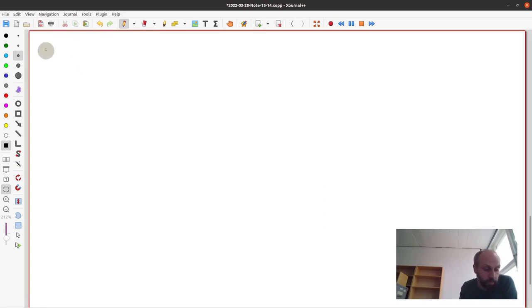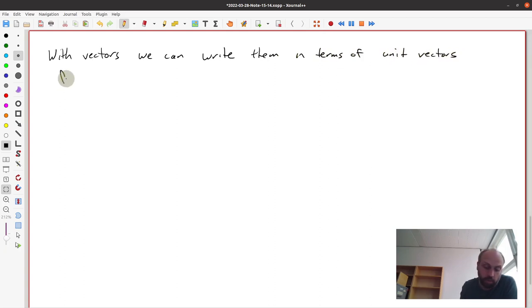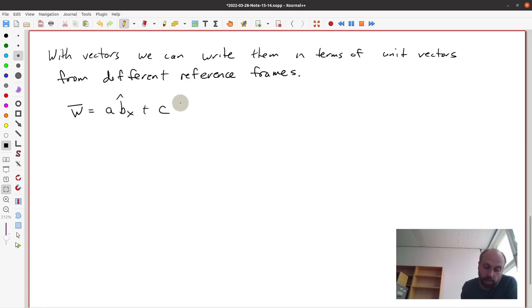Okay. So just like with vectors, we can write them in terms of different reference frames. Right, I could have some vector W, a scalar times a unit vector in B, plus another scalar times a unit vector in D, plus another scalar times a unit vector in F. Okay? So we can write vectors like this, combinations of unit vectors expressed in different reference frames, and the rotations between those are inherent to the expression here. So it's also true for dyadics.